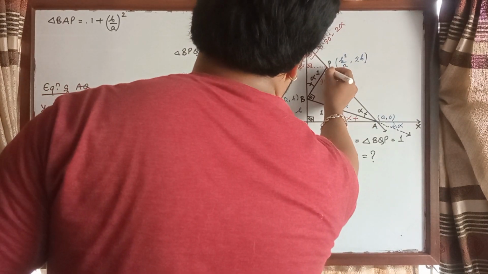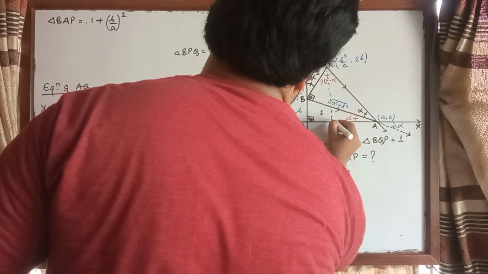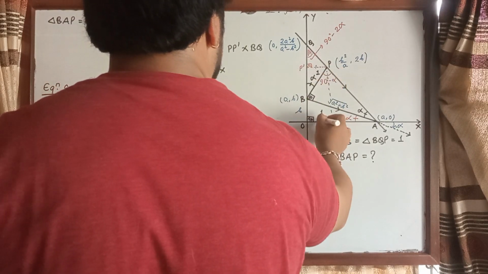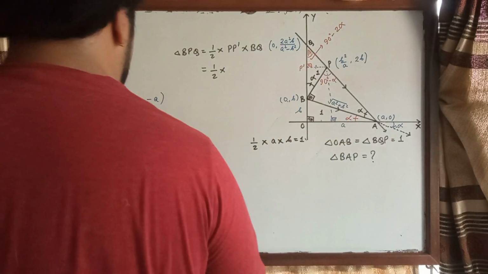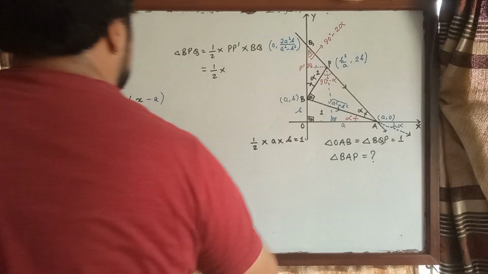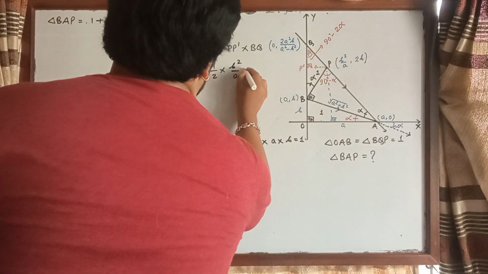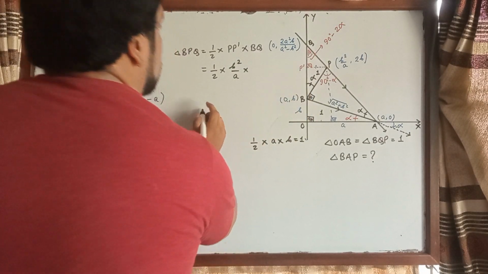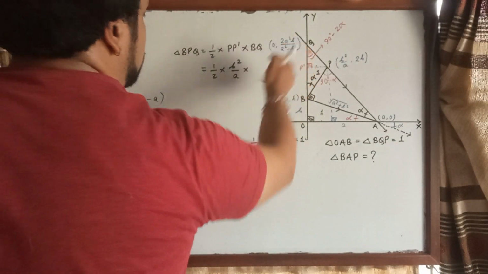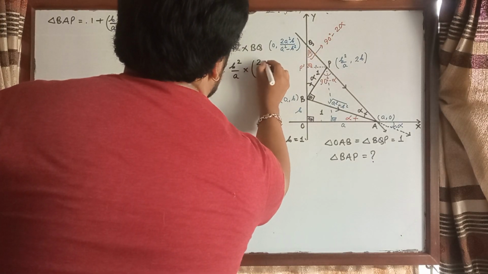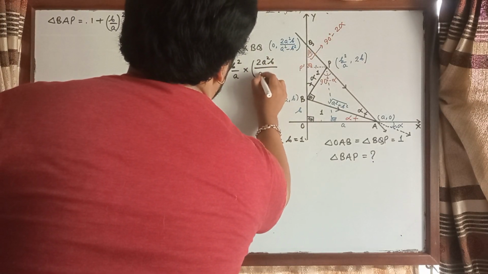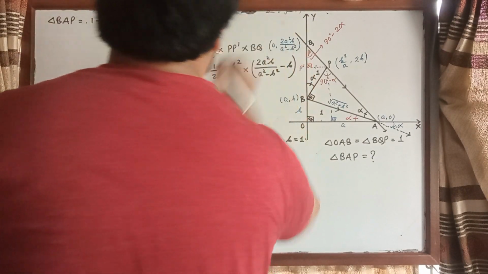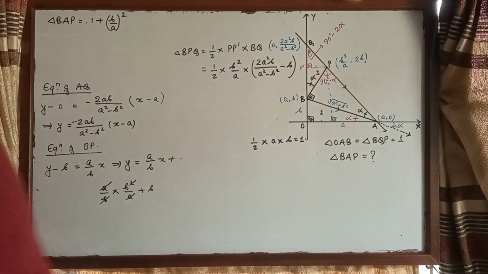If we drop a perpendicular from here, this will be the x coordinate, b squared over a, so this and this will be equal. That's why PP dash is b squared over a times BQ. Now how much is BQ? Twice a squared b over a squared minus b squared, minus b. Okay, this is it.